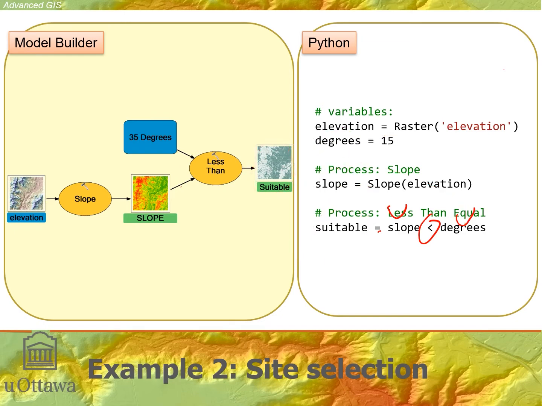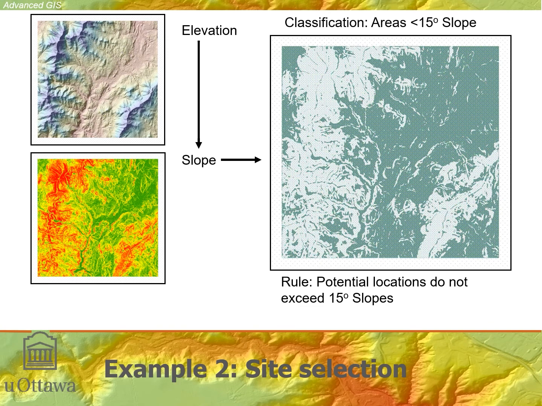So we'll just erase this and summarize. In summary, in cartographic modeling or in map algebra, we can take the elevation, create slope, find areas greater than or equal to 15 degrees or less than 15 degrees, depending on how you want to look at it, and have a result at the end. So potential locations here in dark green do not exceed 15 degree slopes. So let's have a look at this in ArcGIS Pro as an example.